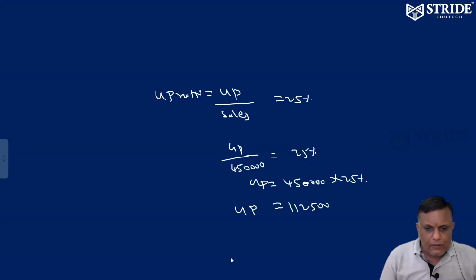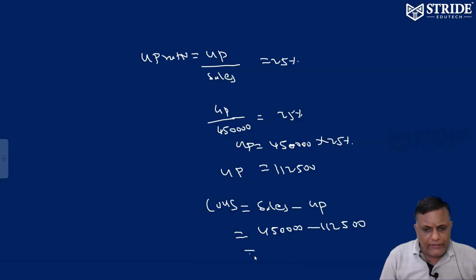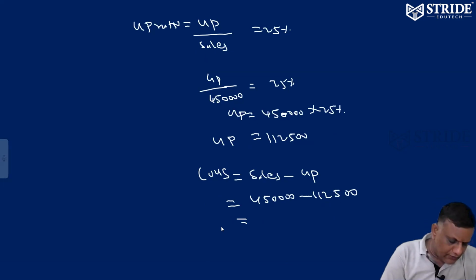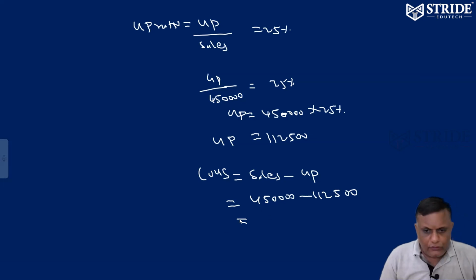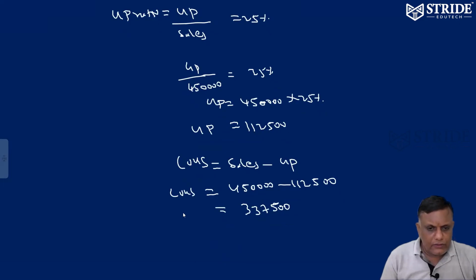Once GP is known, we can find COGS, cost of goods sold. Cost of goods sold is equal to sales minus gross profit. Sales is already 4.5 lakhs, gross profit is 112,500. Please subtract, and we have COGS. COGS can be used for stock. So 4.5 lakhs minus 112,500 is equivalent to 337,500. That's going to be COGS. Please check it out.